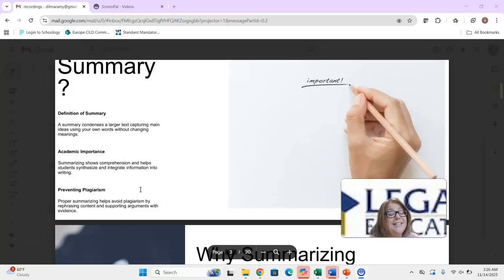So you'll see here that it says a summary condenses a larger text by capturing the main ideas using your own words. So how do you use your own words without changing the meaning of what was written? Now that can be scary sometimes because when we put things in our own words, we might tend to change the spirit of the message. So summarizing shows that you've comprehended information, and it also helps you as you learn to synthesize and integrate information, which is a very common job skill that you'll use multiple times a day, many times a week throughout your career.